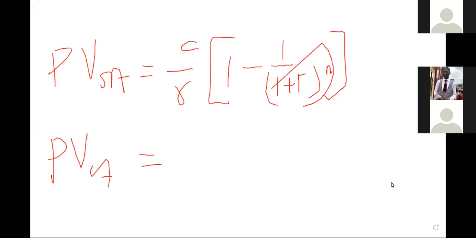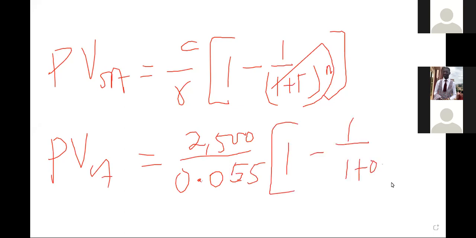Two thousand five hundred. Yes, what was R? 5.5%. That's 0.055. Okay. 1 minus 1 over 1 plus 0.055 raised to the power what? Three. How many years? 3 years. Three years. Okay. Yes. The rest is for you to use a calculator to punch, and you should have the answer.